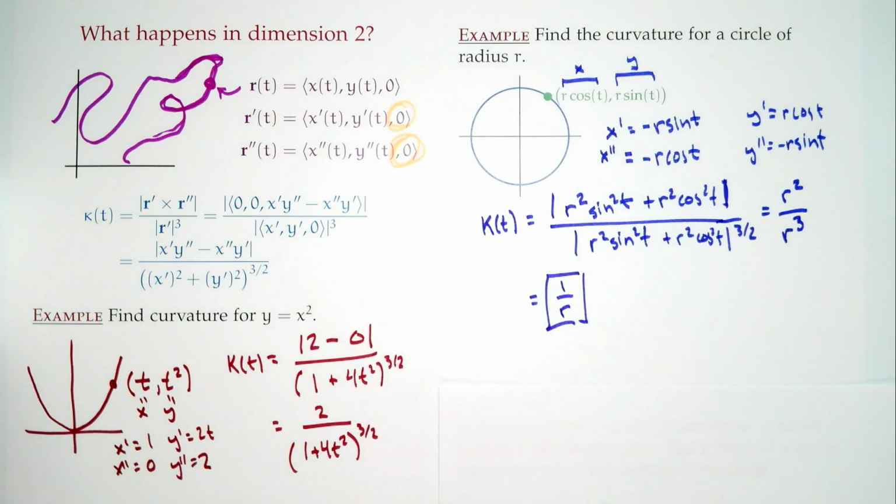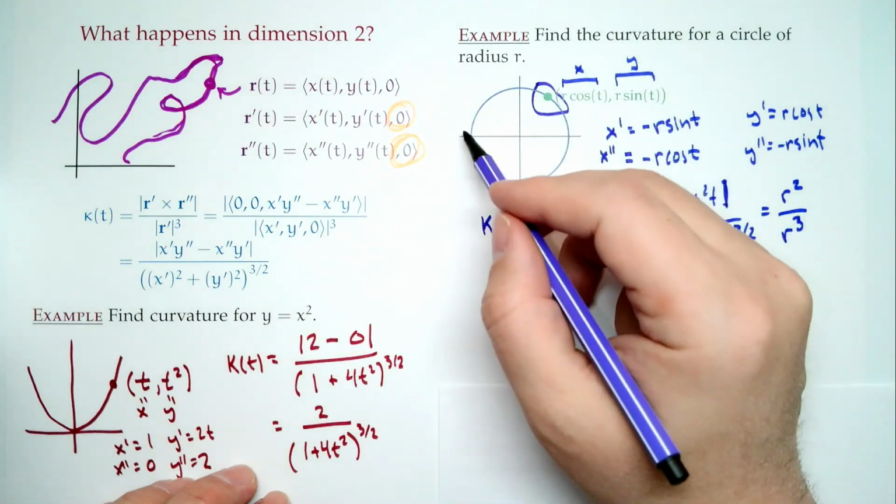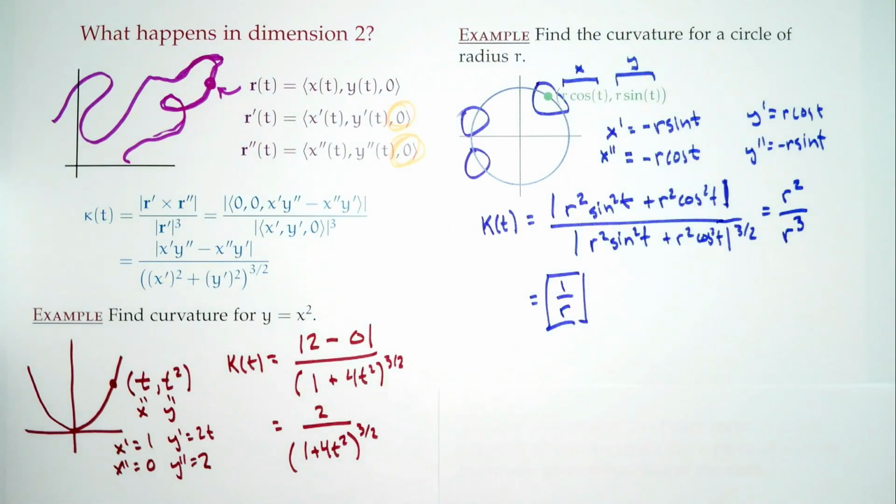Now a couple of things to note. Should we be surprised that a circle does not have the curvature depending on time t? No, we shouldn't be surprised. Why? Because if I look at this part of the circle here, it looks the same as that part of the circle. The circle has all this beautiful symmetry, so it shouldn't depend on t. But the nice thing is the answer is really clean. It's 1 over the radius.